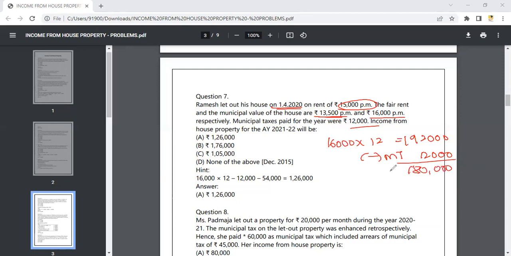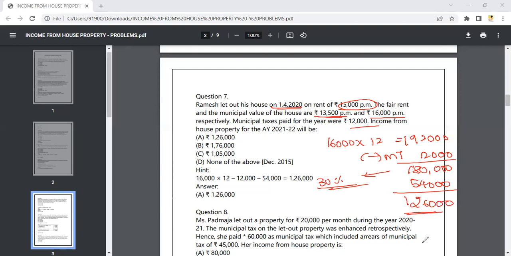And on 1,80,000, I will do 30%, the standard rate. So if I do 30%, I will get 54,000. And if I minus these two, I'll get 1,26,000. So this is my income from HP.